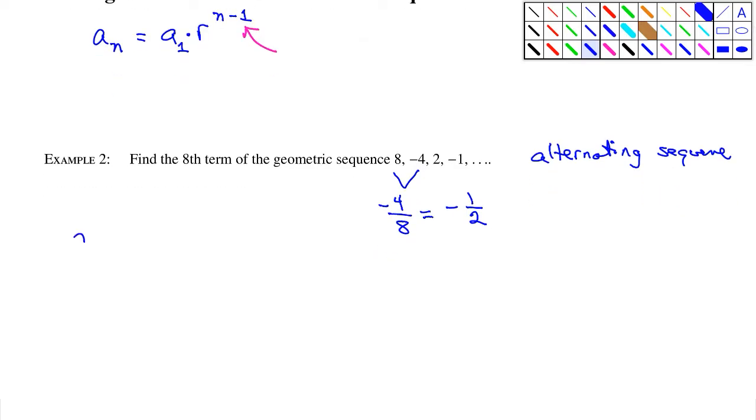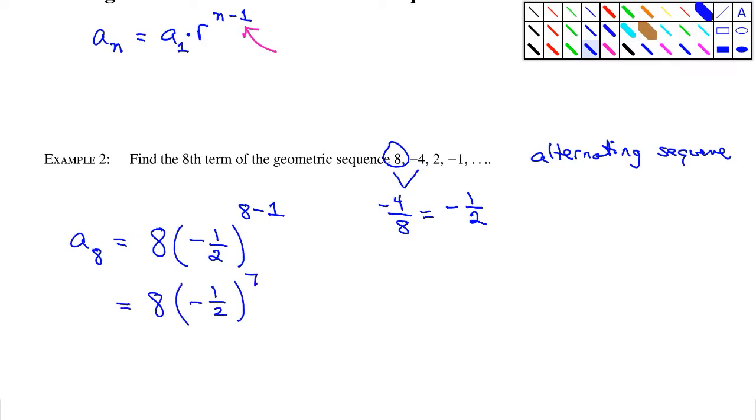So the 8th term, using the formula above, would be a sub 8 is equal to the first term, which is 8 itself, right here, times the common ratio raised to the n minus 1 power. So that would be the 8 minus 1 power. So that would be 8 times negative 1/2 raised to the 7th power. Now when you do this, remember to use the order of operations, and the power part has to come first. So this is going to be 8 times negative 1/2 to the 7th power. That's 8 times negative 1 over 128, which is then equal to negative 1 over 16.